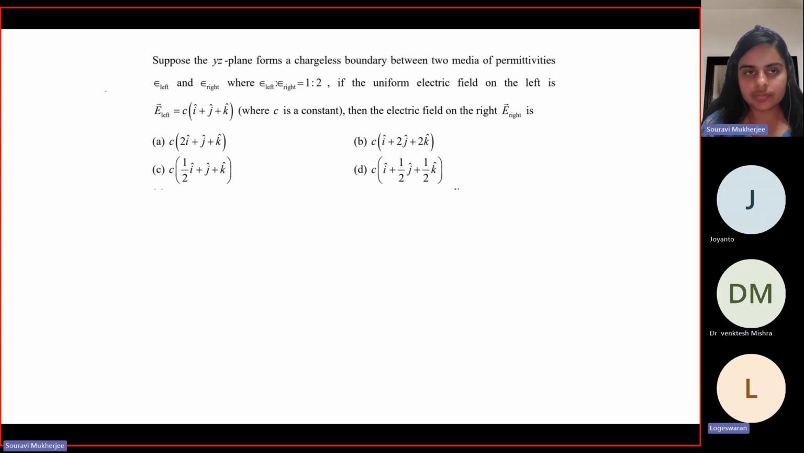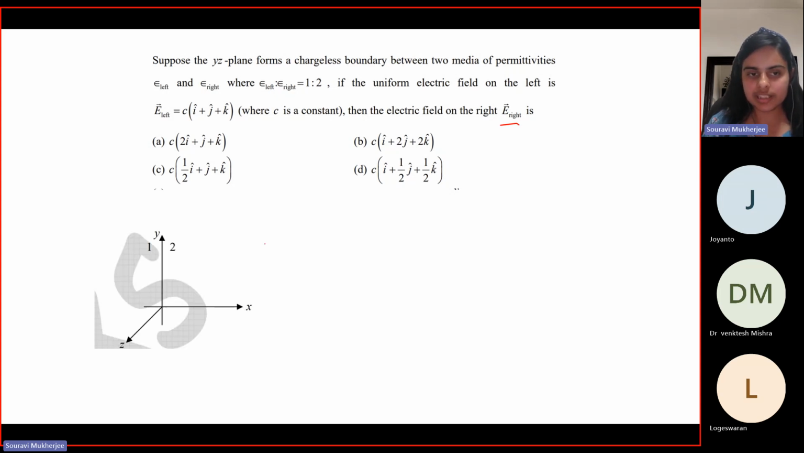Now, this is another question which says suppose there is a YZ plane that forms a chargeless boundary between two media with the permittivity given, and epsilon left to epsilon right is given as 1:2. If the uniform electric field on the left is given, you have to find the electric field on the right. So this is a typical question of using boundary conditions, right?